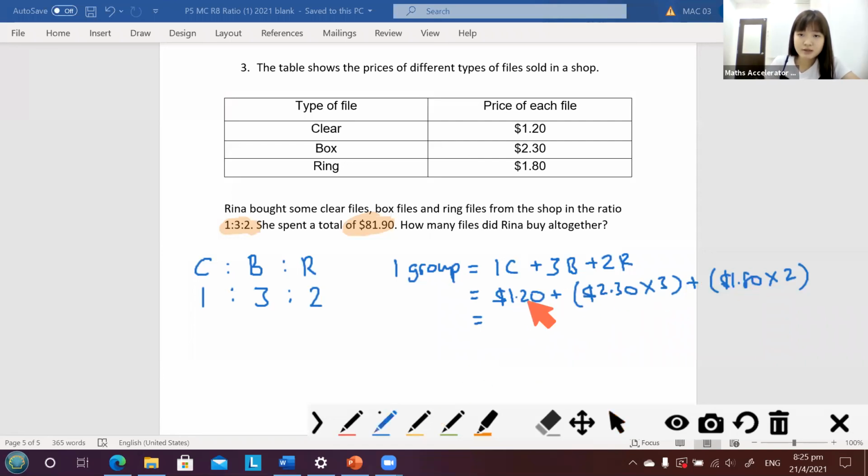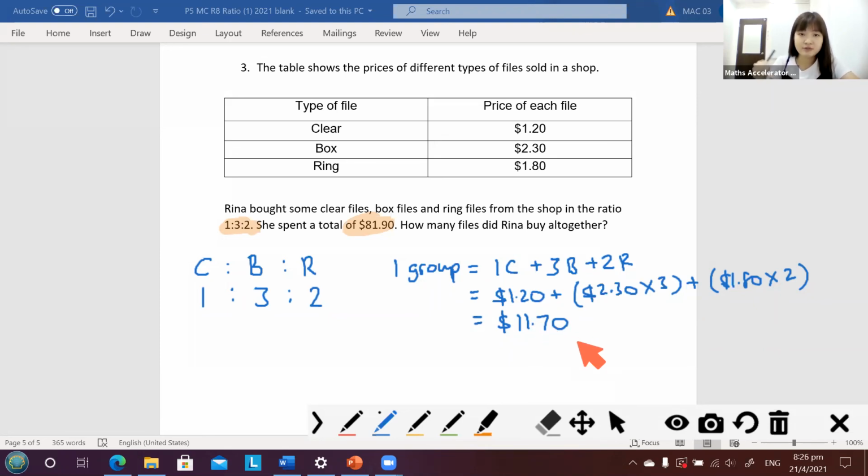So can you add this up? What do you get for one group? How much is it? You can add individually first, then add all three together, if you're afraid you'll type wrongly in your calculator. You can type one by one. Yes, $11.70. If you didn't get this, can you go and type in again? Most likely you typed wrongly. Try again. So $11.70.